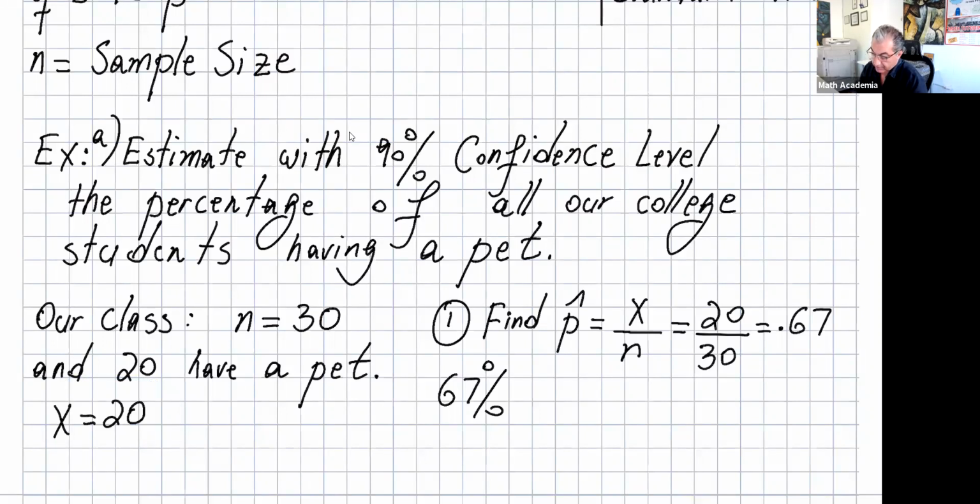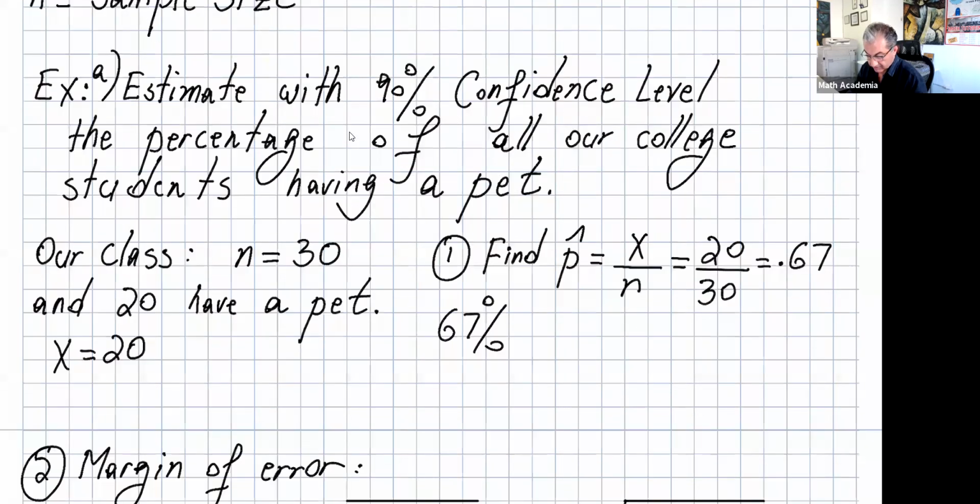So P hat, the sample proportion, is easy to calculate. I just take X, which is 20, divided by N, the sample size, which is 30. That's 0.67. So I know right away 67% of the students in our class have a pet. How can we find out about all the college students, the 20,000 students? So let's estimate.